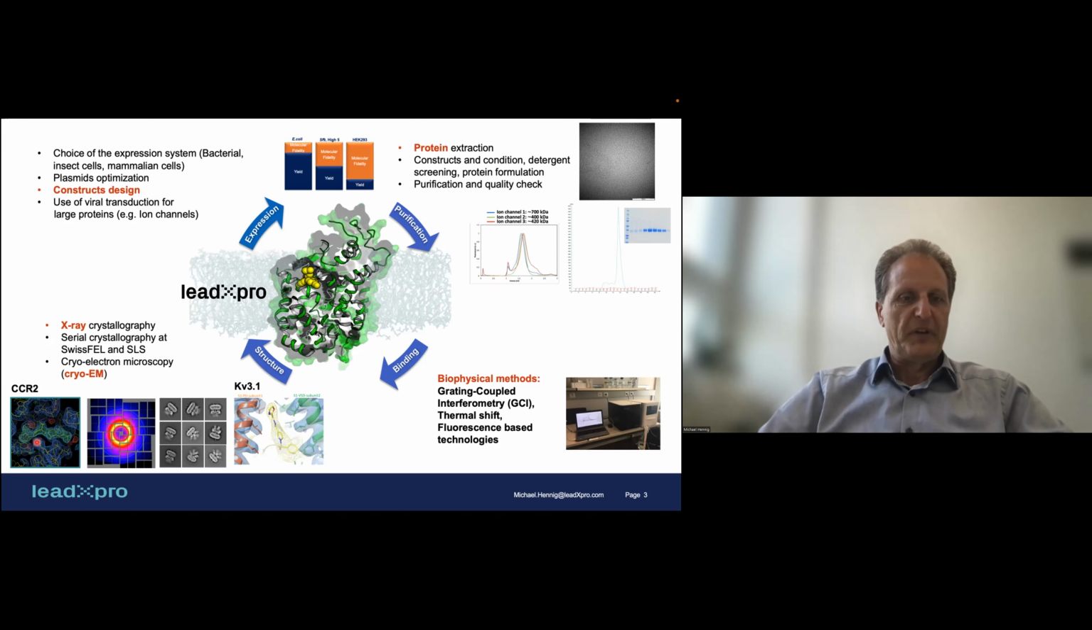And this is typical for GPCRs here, for example, CCR2, chemokine receptor 2. Here we see the ligand very well fitting into the electron density. And here this is in collaboration with Boehringer Ingelheim. On the right-hand side, we see an ion channel structure, which was determined using a technology called cryo-electron microscopy, cryo-EM.